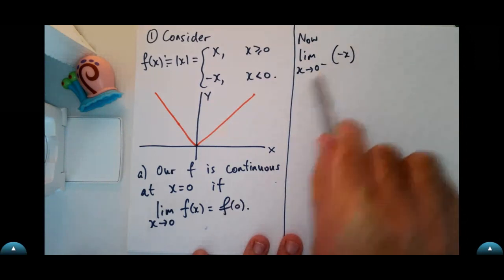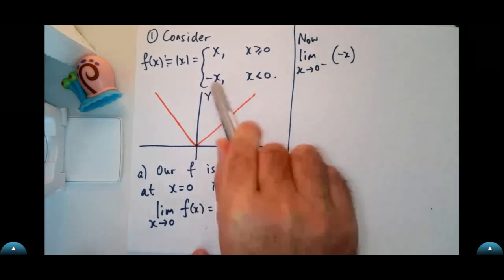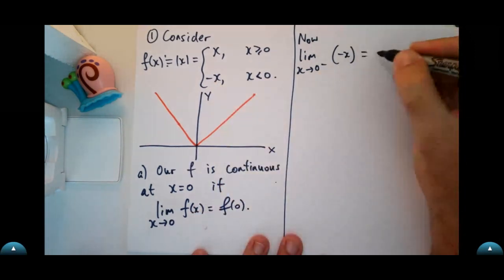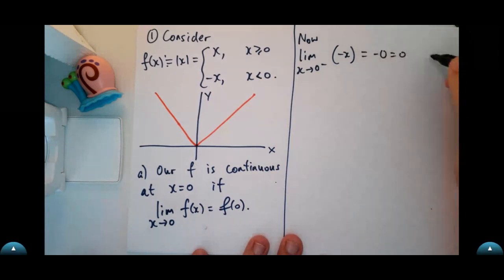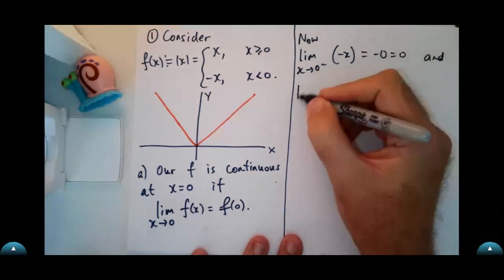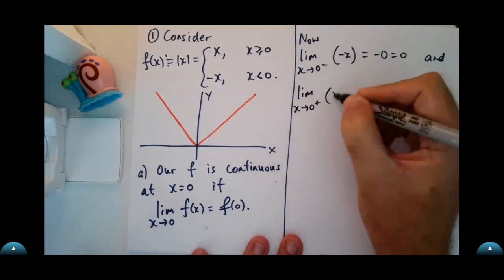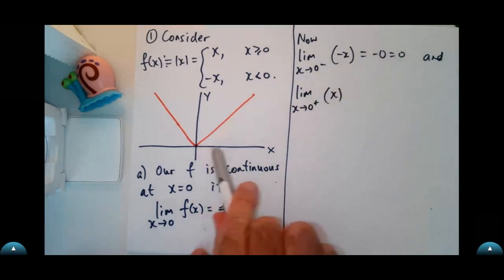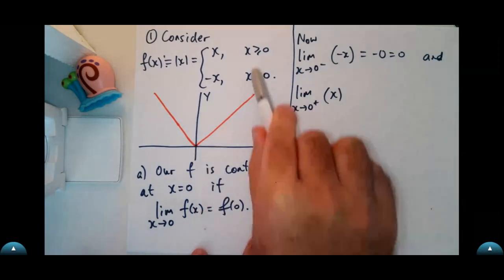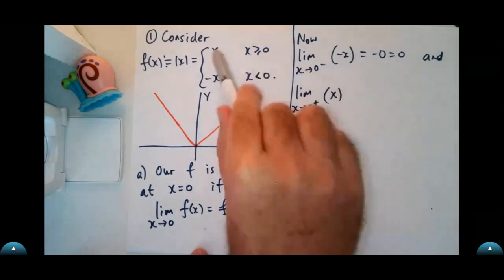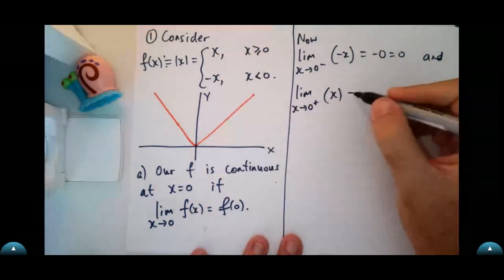So when x is coming in from the left, it's below 0, so negative x. That's just that. When x is coming in from the right, it's greater than 0, so that would be my definition.